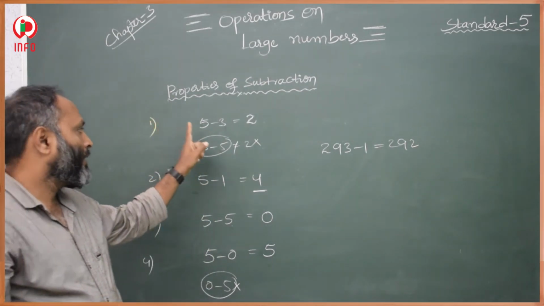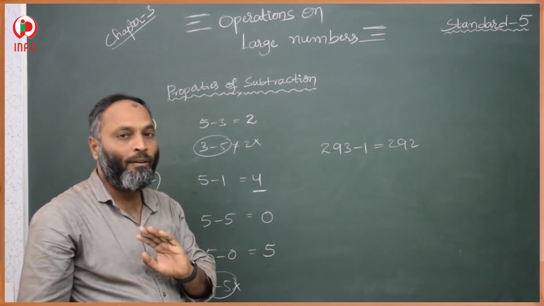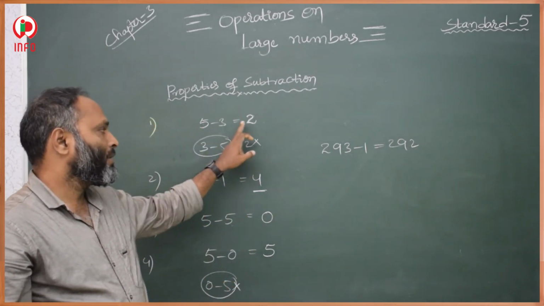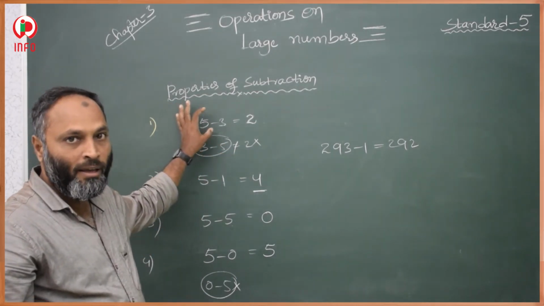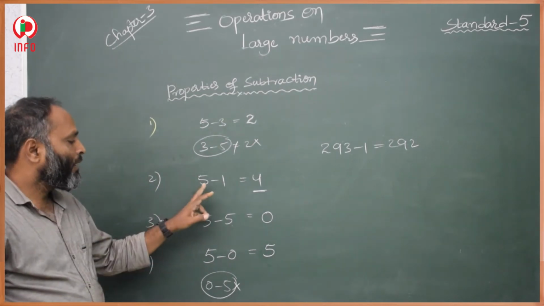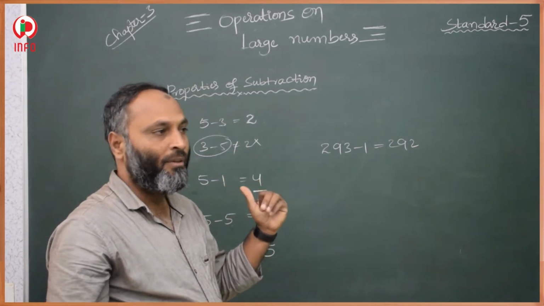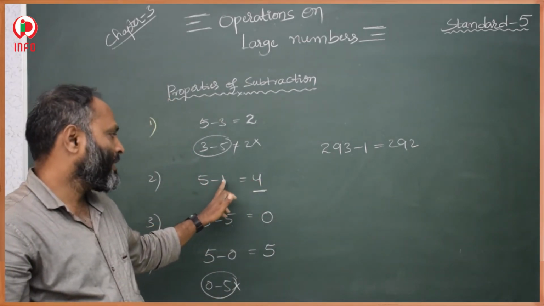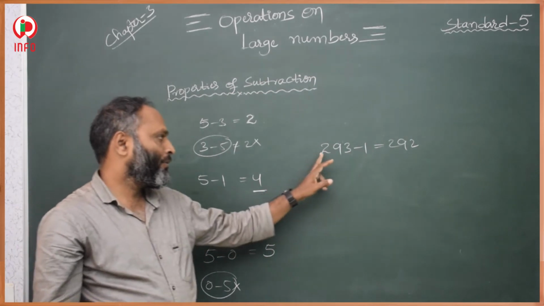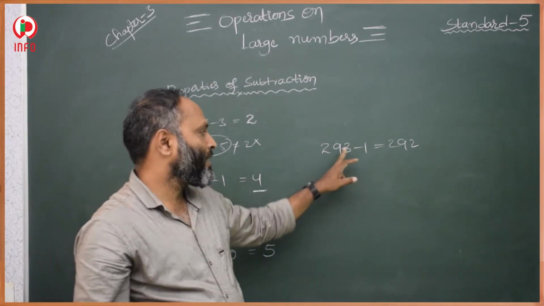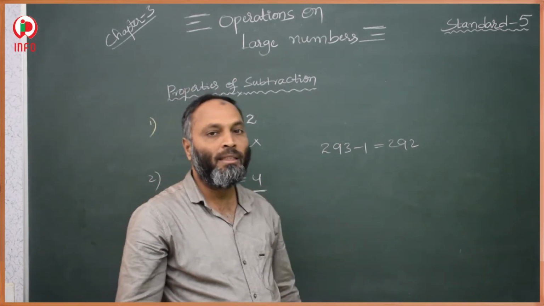So these are the 4 properties in subtraction. First property: 5 minus 3 is equal to 2. In subtraction, order cannot be changed. 5 minus 3 is 2, but 3 minus 5 is not possible. Why? Because the minuend is always bigger than the subtrahend. Second, if 1 is subtracted from any number, then we will get the predecessor of that number. For example, 5 minus 1 is equal to 4, and 4 is the predecessor of 5. Then 293 minus 1 is 292, and 292 is the predecessor of 293.